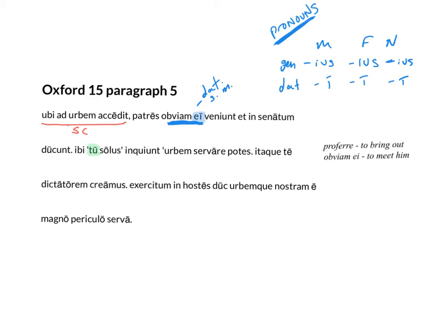And what case is tu here? Well, that's a good question about case. Exactly. Nominative, singular. This is our second person pronoun. You alone are able to save the city. And so we appoint you as a dictator. And we saw this use of te in paragraph 4. This accusative, we make you, or we appoint you.